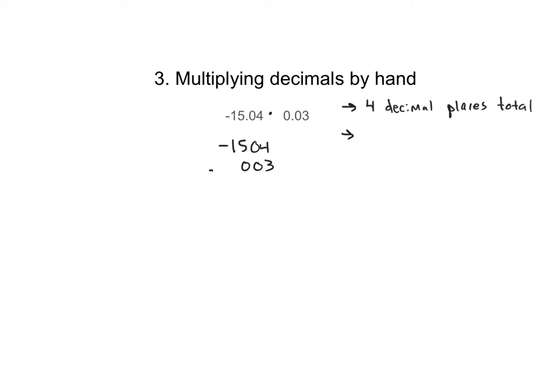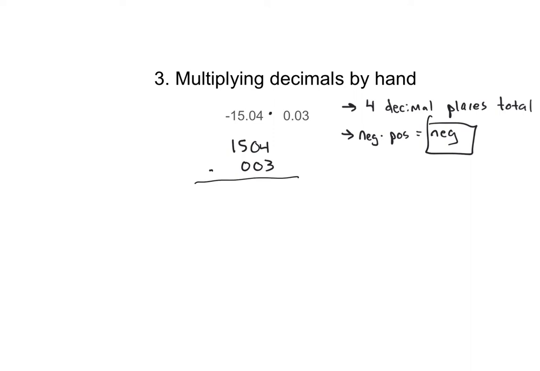So I'm just going to make myself a note also that a negative times a positive equals a negative. So I know that my answer is going to be a negative. And I'm going to go ahead and erase that negative as well. And then I just get to multiply like normal.